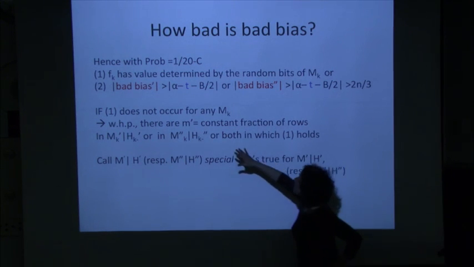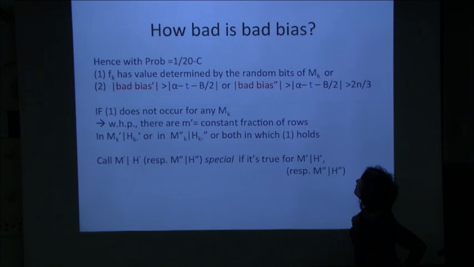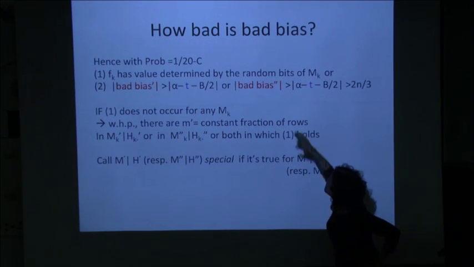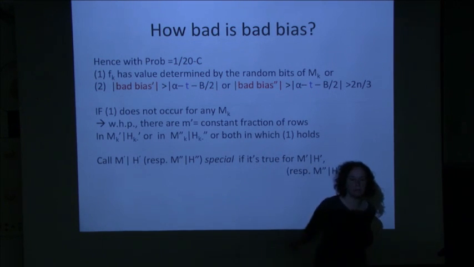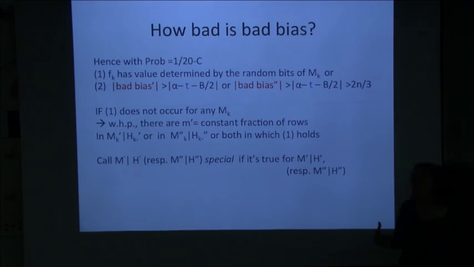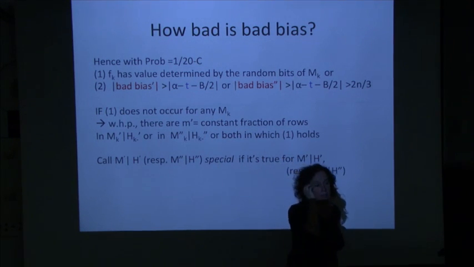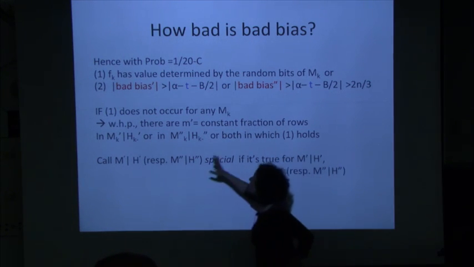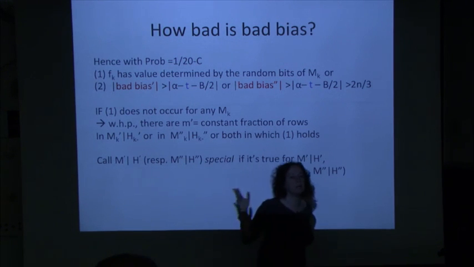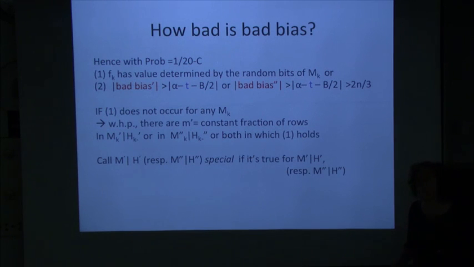All right, so if F k does not have its value determined by the random bits, this is a probability it doesn't happen for some row, but if this doesn't happen for all the rows where there's high good bias, then there's got to be n prime, a constant fraction of rows, where there's bad bias. Okay. Now it could be bad bias in one of the streams, or it could be bad bias in the other stream. But somewhere, somehow, there's bad bias. Otherwise, they would have come to agreement.